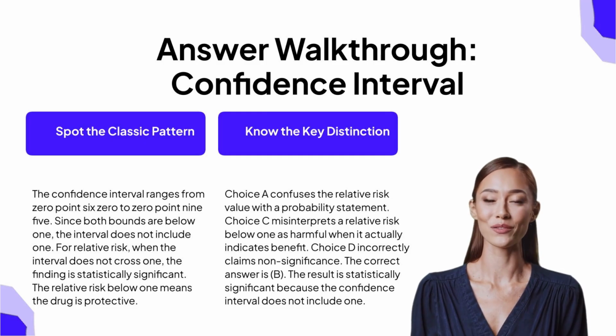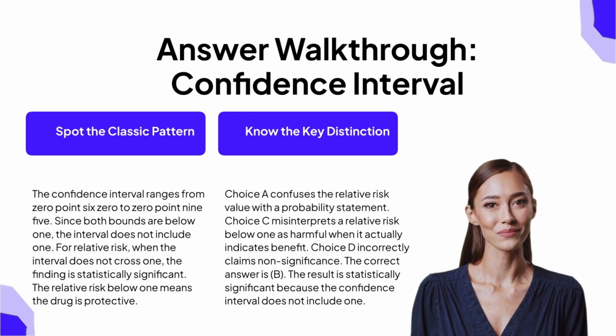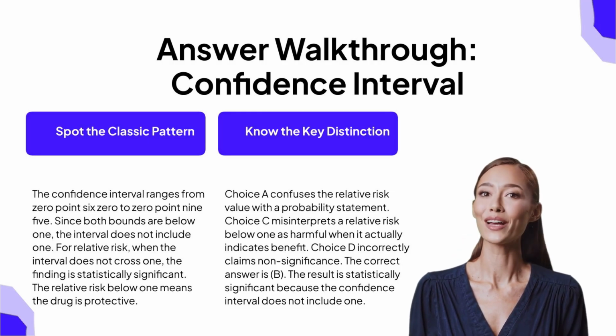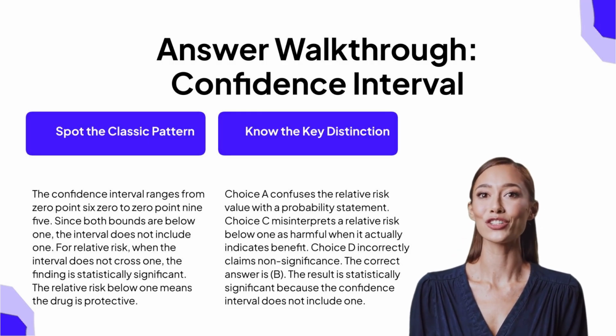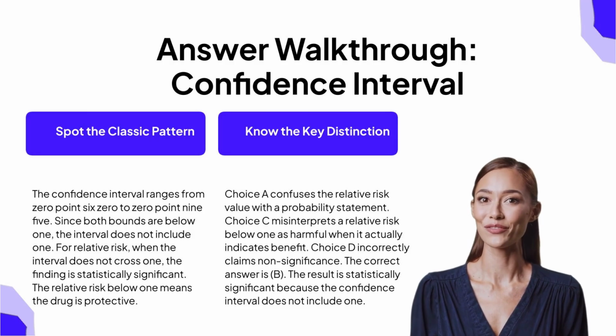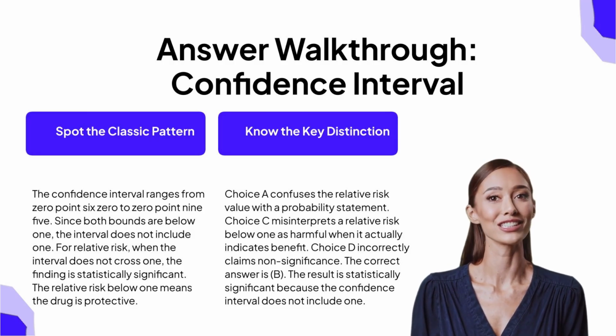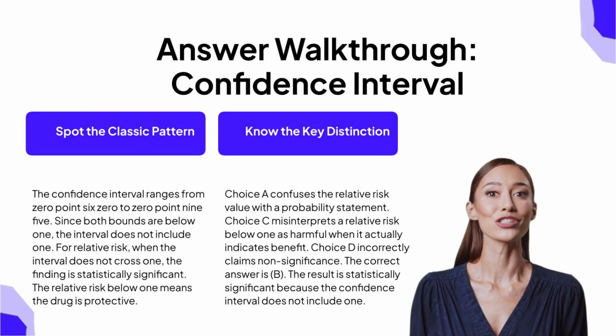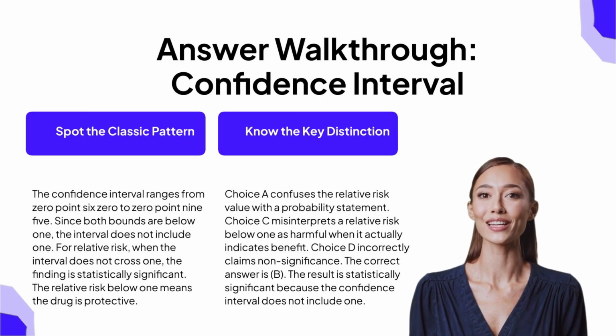Choice A is wrong because the relative risk value does not represent a probability of effectiveness. Choice C is wrong because a relative risk below 1 indicates a reduced risk, not an increased risk. Choice D is wrong because the result is significant, precisely because the interval does not cross 1. The correct answer is B.